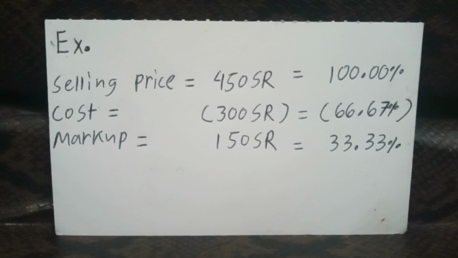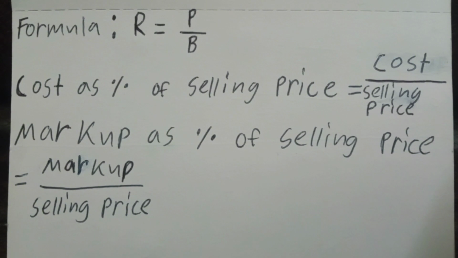So you might be asking, where did we get this 66.67% and the 33.33%? For our formula here, rate equals percentage divided by base. So cost as percent of selling price will give us cost divided by selling price, and markup as percent of selling price will give us markup divided by selling price.